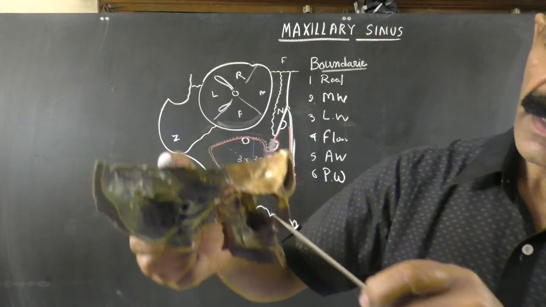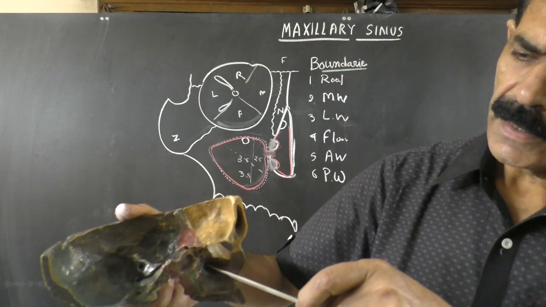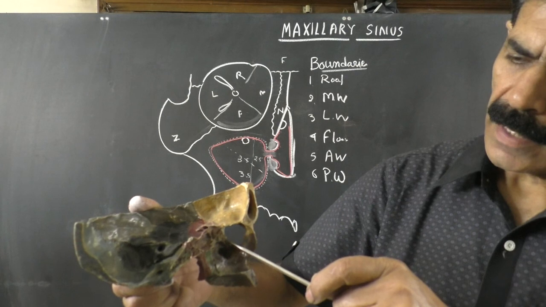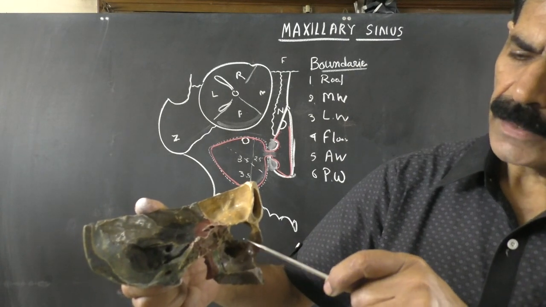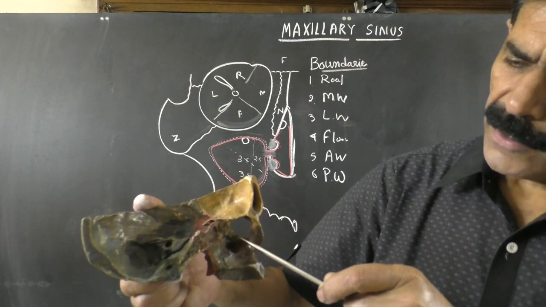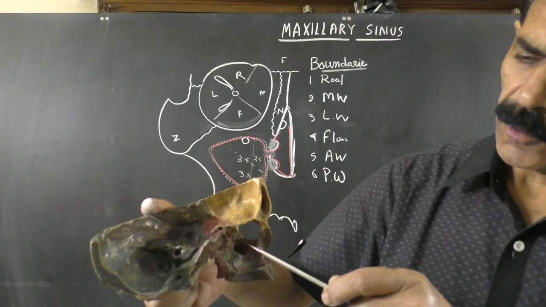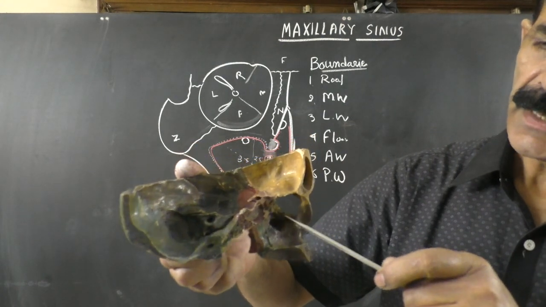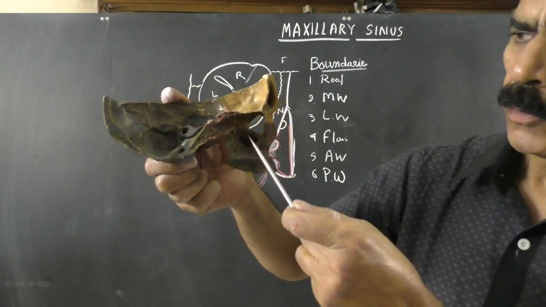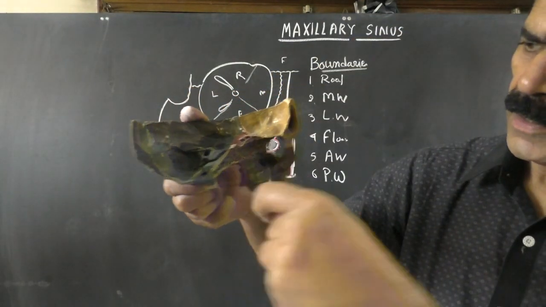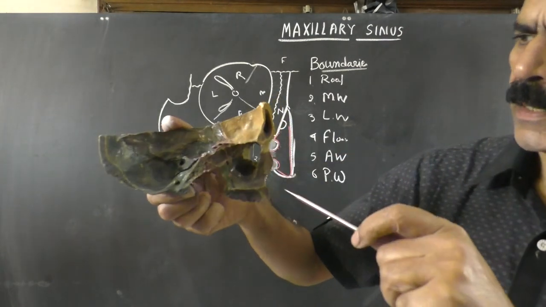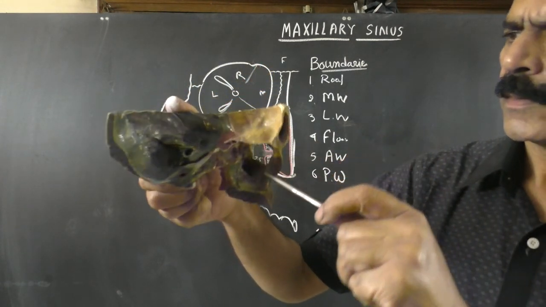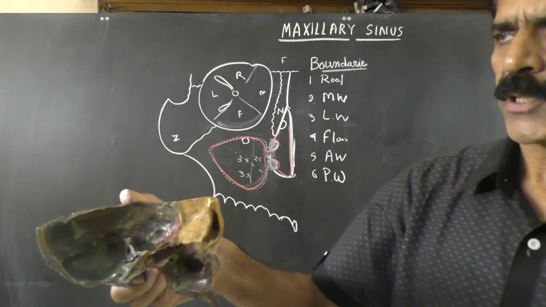And see the shape of the maxillary sinus. The apex is directed laterally towards the zygomatic bone, and the base is directed medially, abutting the lateral wall of the nasal cavity. This wide opening is actually the medial wall of the maxillary sinus, which is removed to show the interior of the sinus. With the roof, below is the floor, this is the anterior wall, the posterior wall, and facing us the lateral wall is also visible. So the roof and lateral wall are made by the floor of the orbit.